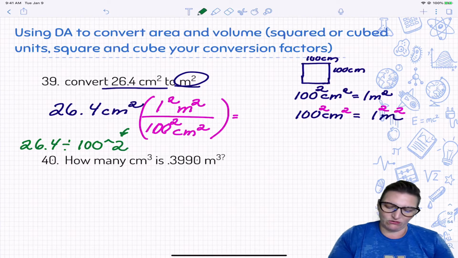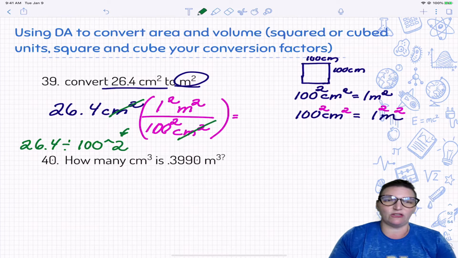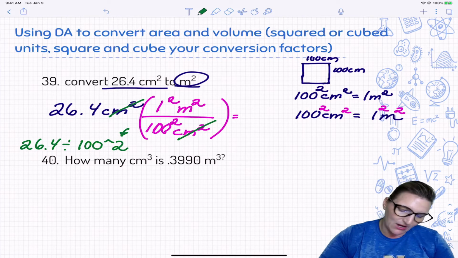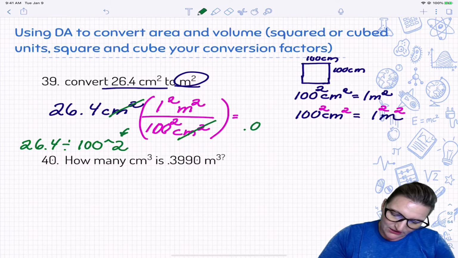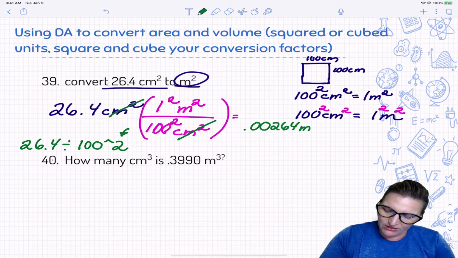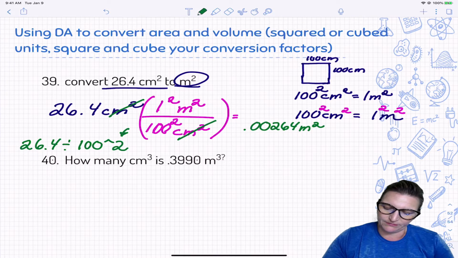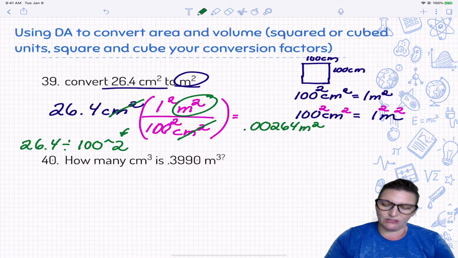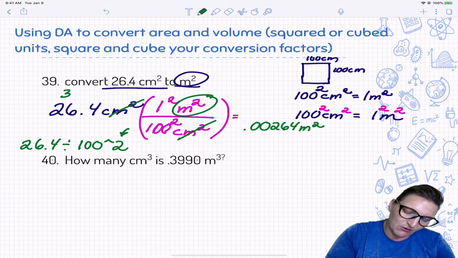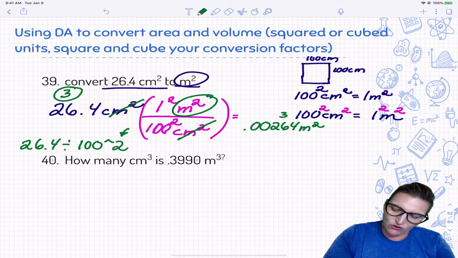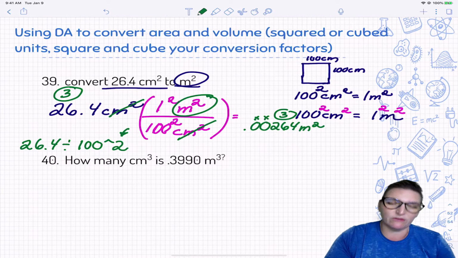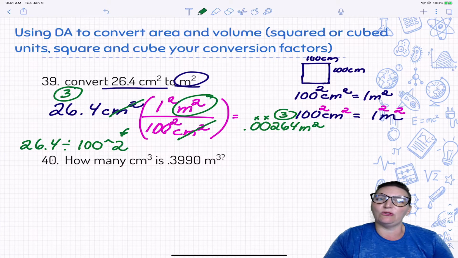When I do that, look what happens. The units that I don't want cancel out, and I am left with 0.00264 meters squared. Right, the unit that's left is the unit of my answer. This number has 3 significant figures, so my answer has 3 significant figures. Those first 2 zeros are not significant.